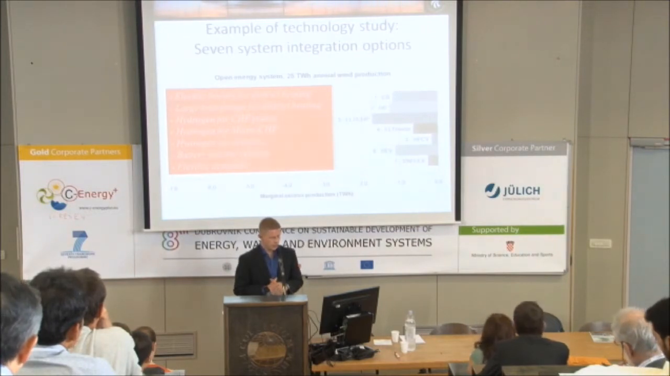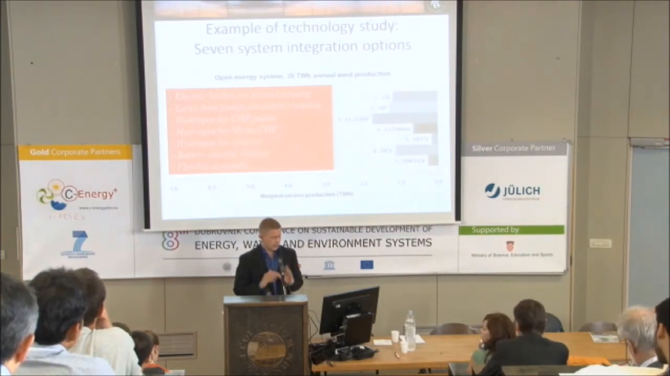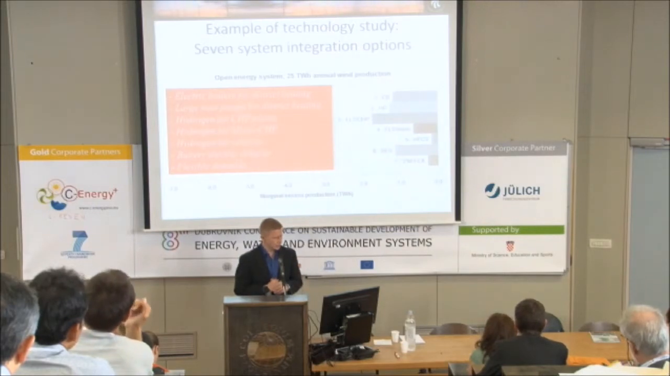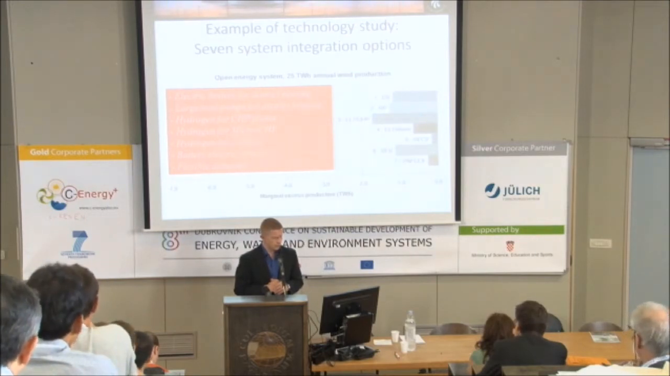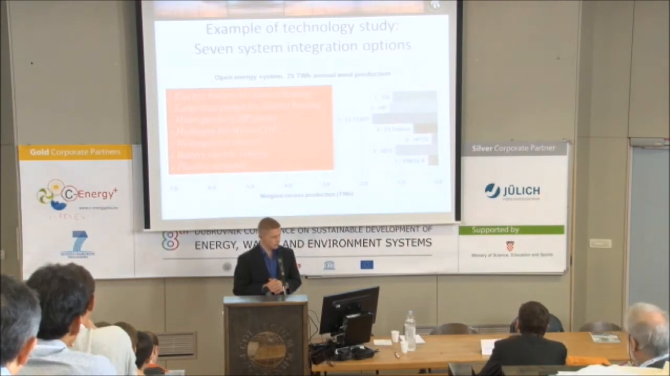The other 3 that are pretty good are the electric boilers, the large-scale heat pumps for district heating, and then the battery electric vehicles. The ones that are not very good at reducing the excess electricity production are the flexible demands and the hydrogen for vehicles. And why is that then?